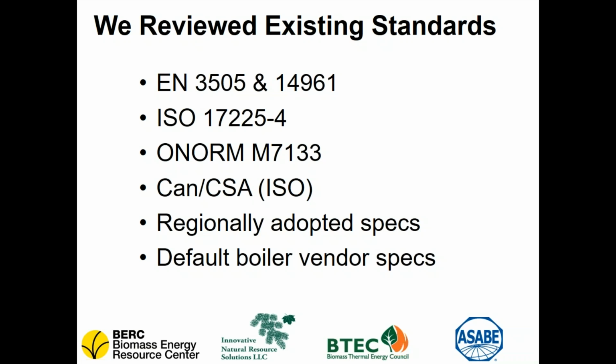The O-norm standard came out of Austria. We looked at, and then also looked at the Canadian CSA standard that was a straight up adoption of the ISO 17225-4 standard. So we looked at all of those, but also in addition, we looked at some regionally adopted specifications that were commonly in use in the market. We certainly also gathered boiler vendor specifications of what they listed and communicated to their customers. When you buy our equipment, here's the grade of wood chip and the technical specifications that our systems are designed to burn. And then we also looked at wood chip fuel quality lab reports to better understand how common grades of wood chips would align with these existing international standards. Next slide.